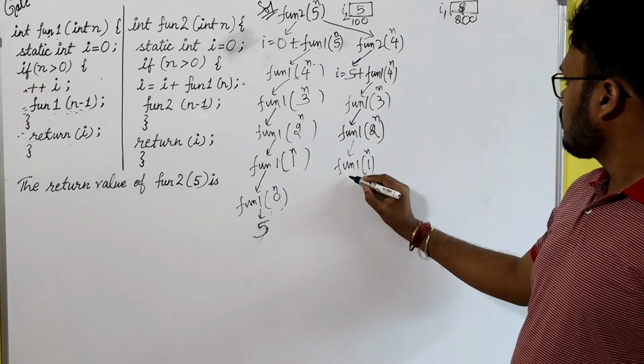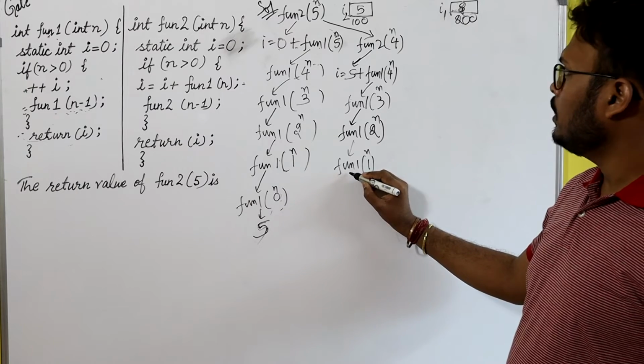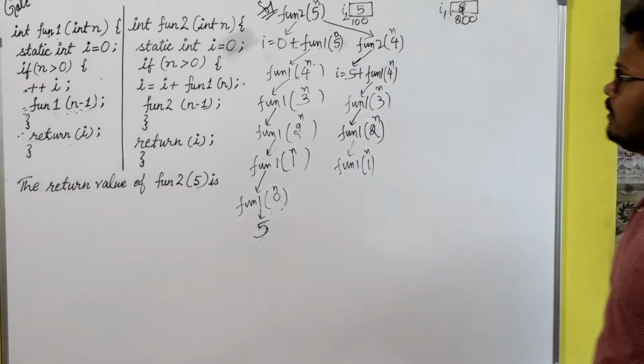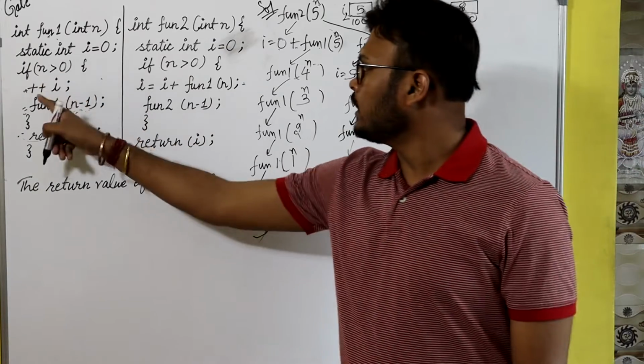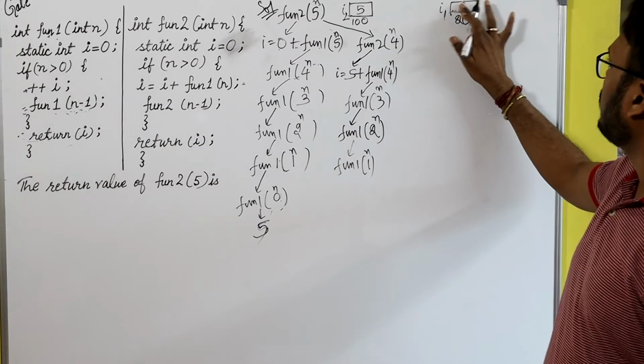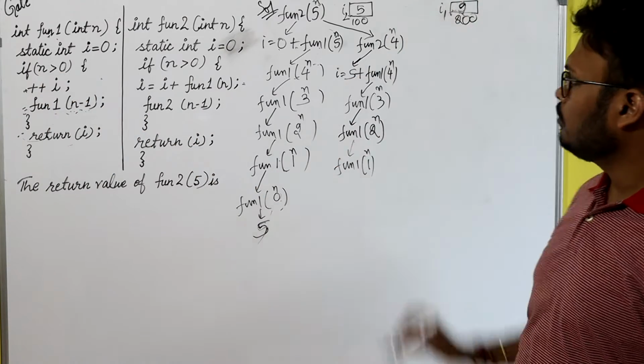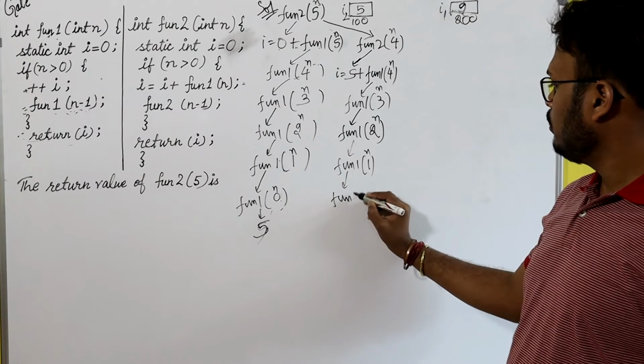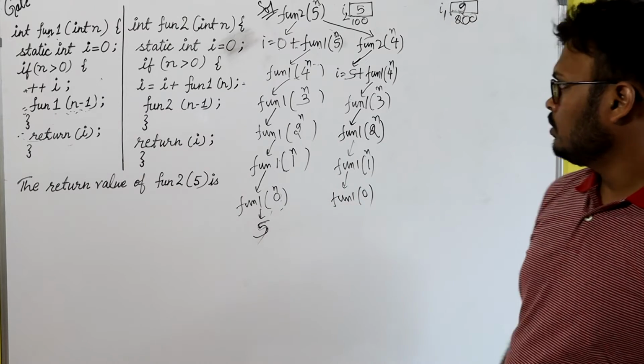And now, since 1 is greater than 0, so plus plus I. 1 is greater than 0, plus plus I, it means what? 8 will become 9. Fine. And now, fun1 is calling fun0.